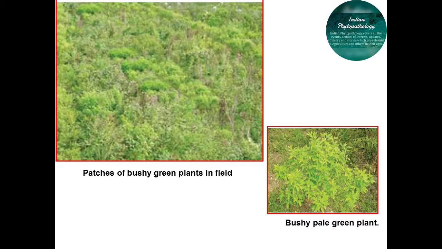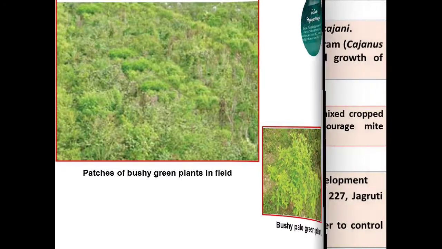So these are some particular marks of identification. You can see in the images patches of bushy green plants in the field, and bushy pale green plants can easily be observed, and we can easily identify that there is an infection of this sterility mosaic virus.